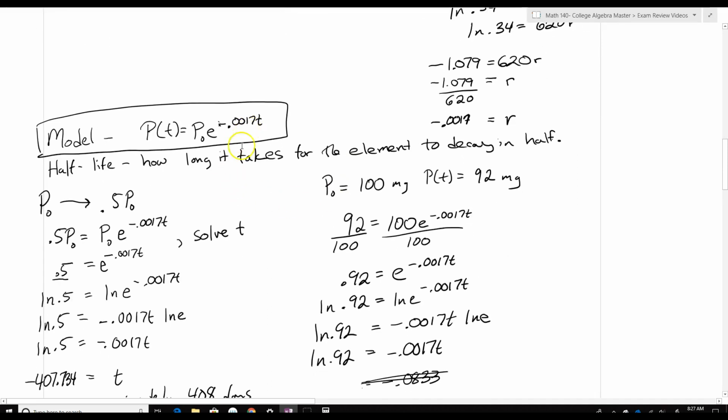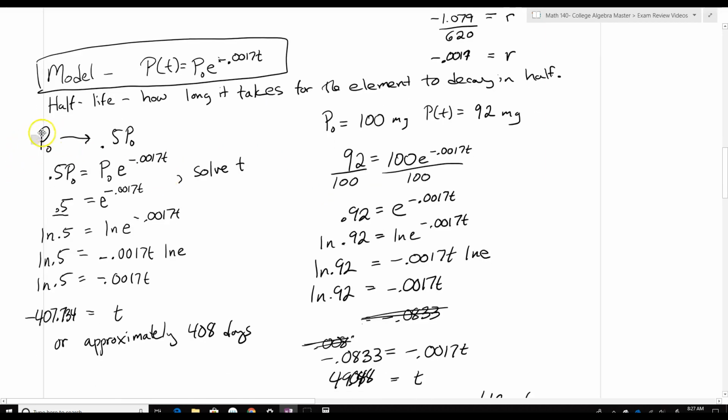Then once I figure out what r is, I just need to remember what it means to have a half-life. A half-life is how long it takes for the element to decay in half. Consequently, we're going to find 0.5 of the original amount, which, by the way, we don't even need that P naught, as we talked about. Then do a little bit of algebra to find what t is.